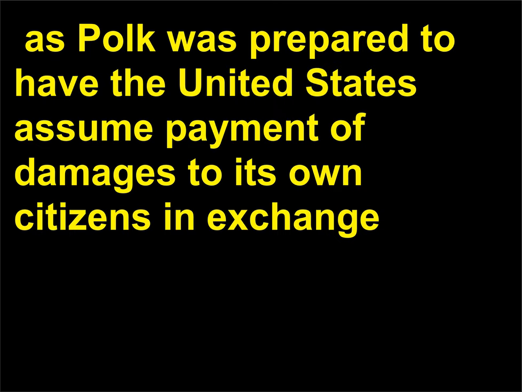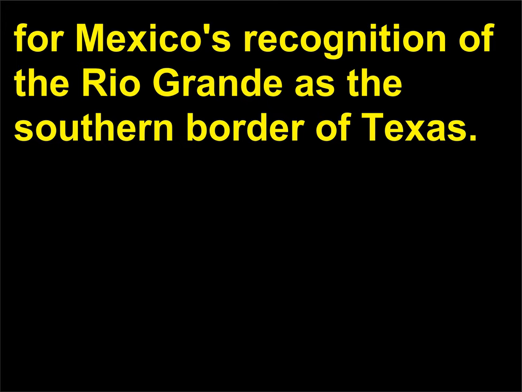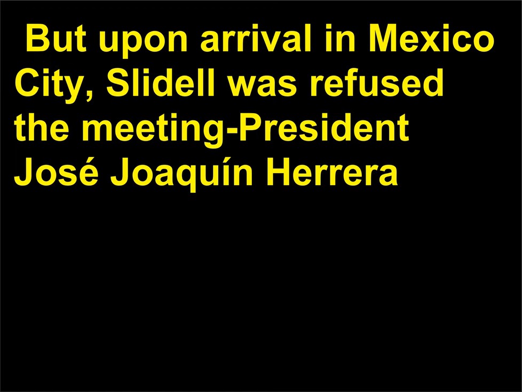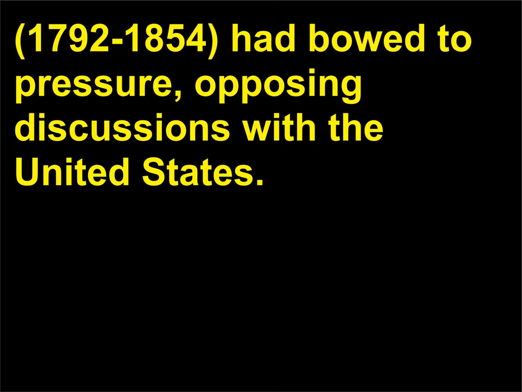As Polk was prepared to have the United States assume payment of damages to its own citizens in exchange for Mexico's recognition of the Rio Grande as the southern border of Texas. But upon arrival in Mexico City, Slidell was refused the meeting. President José Joaquín Herrera, 1792-1854, had bowed to pressure, opposing discussions with the United States.